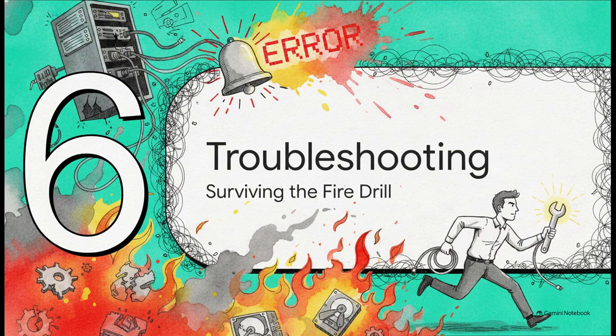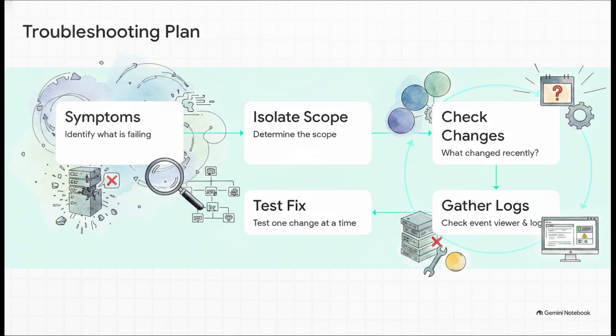Which brings us to our final core topic, Section 6, Troubleshooting and Recovery, Surviving the Fire Drill. Let's move to how this builds a solid crisis response. Because even with perfect design and security, things will eventually break. When the alarms go off, you need to transition smoothly into crisis mode.